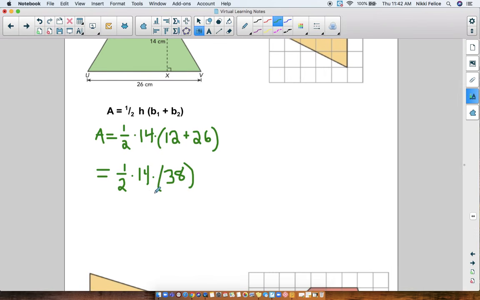Okay, so now let me do 14 times 38 first. And that equals 532. So now I'm going to do 1/2 times 532. Or you could do 532 divided by 2. Either way, you get the answer 266. And my units were centimeters, so centimeters squared. And that's how we do it.